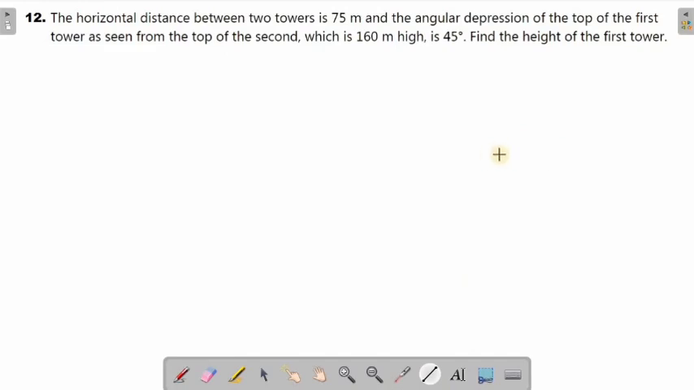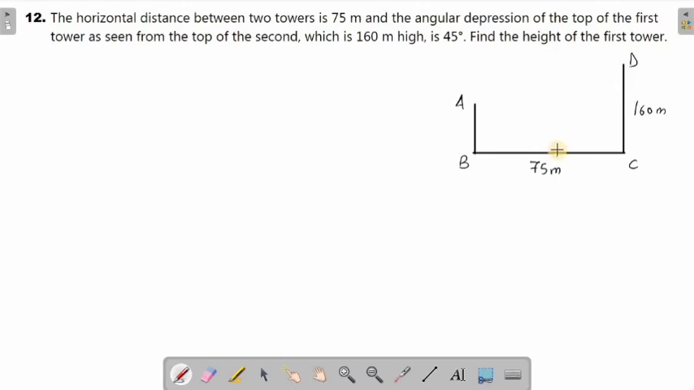So basically here what is given is, there are two towers. Let me see that these are the two towers. Now the distance between the towers, if I call this AB and this CD, then the distance between AB and CD is given to be 75 meter. Angular depression of the top of the first tower, so if I call this the first tower and this the second tower, as seen from the top of the second tower, which is 160 meter high, so that means the height of the second tower is going to be 160 meter.